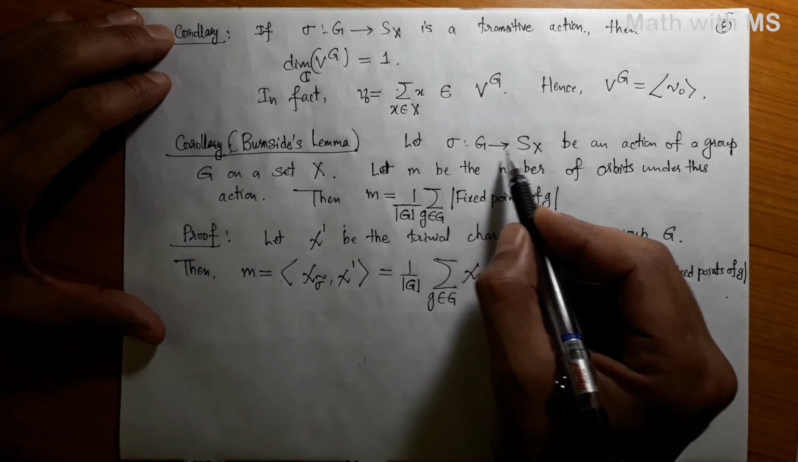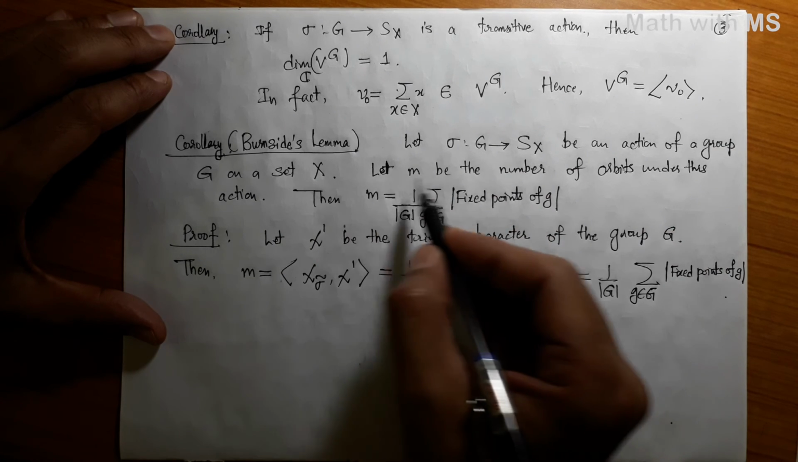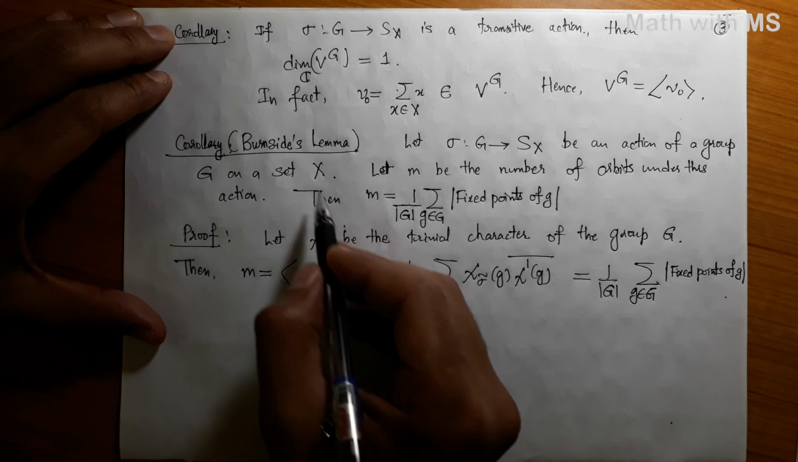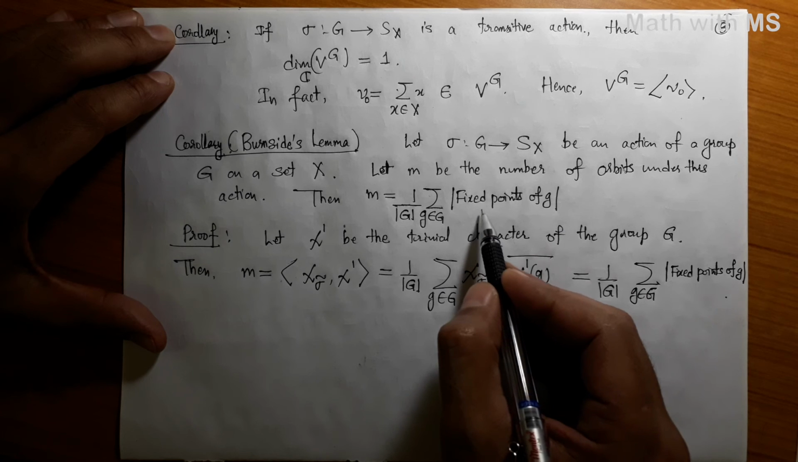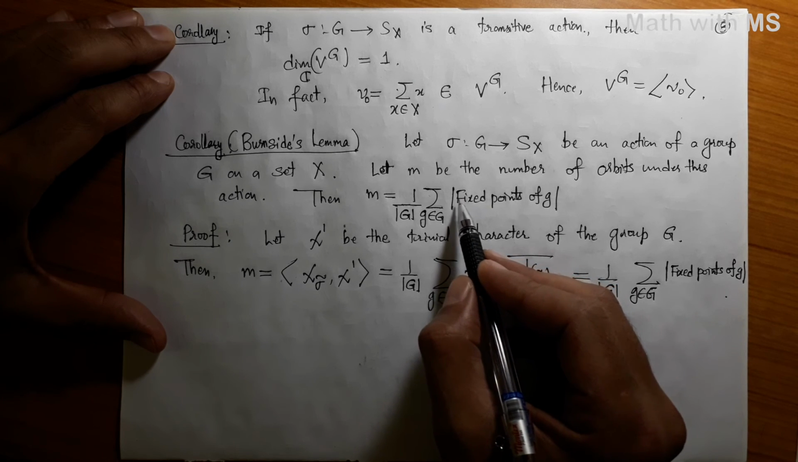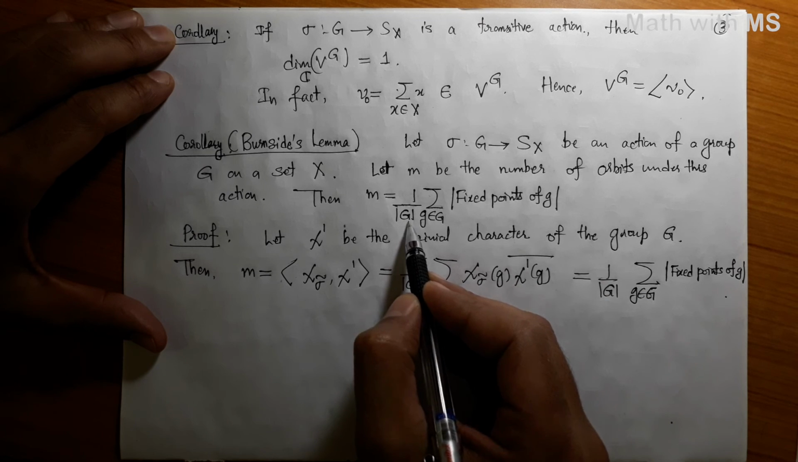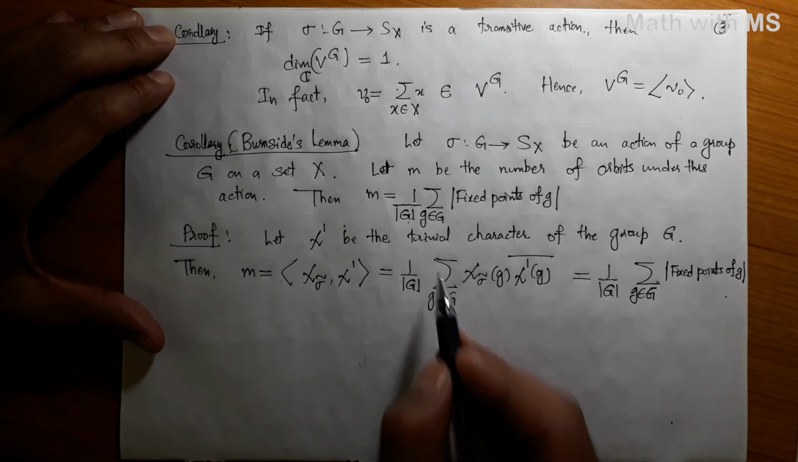Let sigma from G to Sx be an action of a group G on a set X, and let us say M is the number of orbits of this action. Then the lemma says that the number of orbits M is given by this average: take the sum of the fixed points of the group elements and divide by the order of the group. This follows immediately from the result that we proved in this lecture.